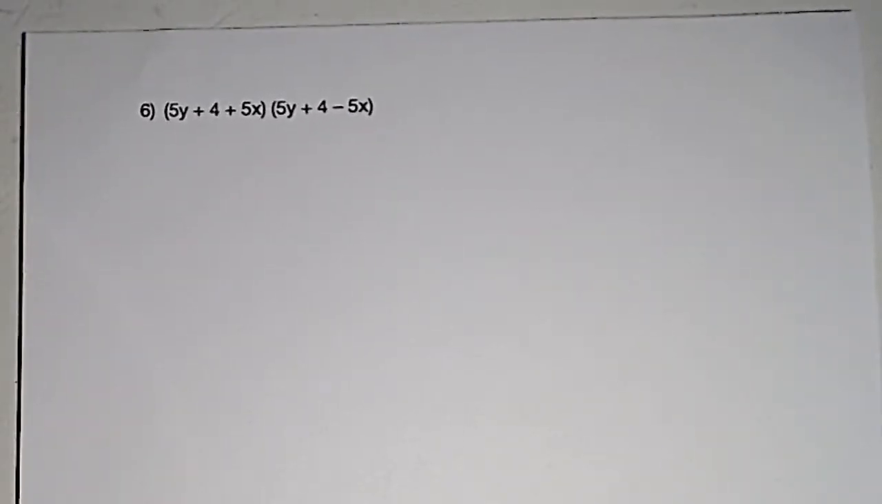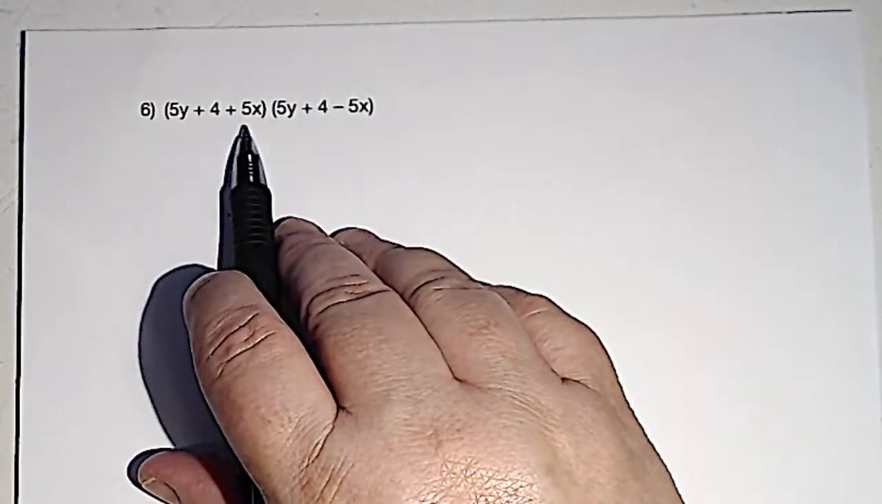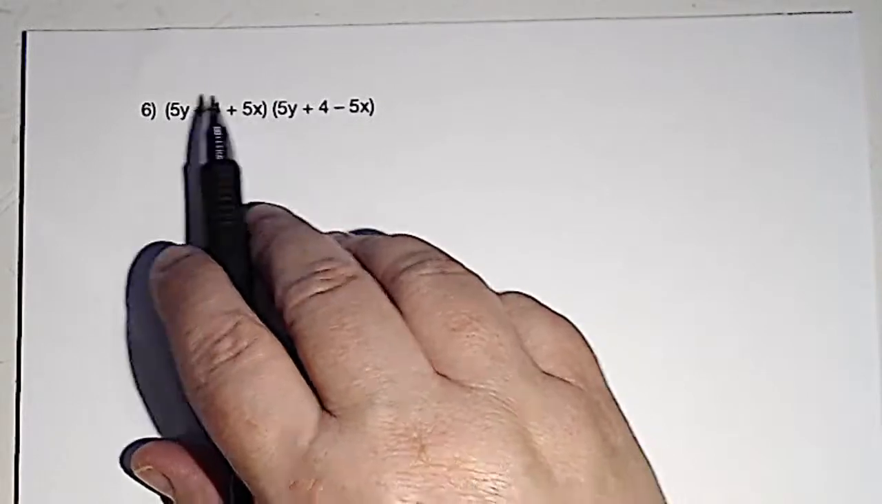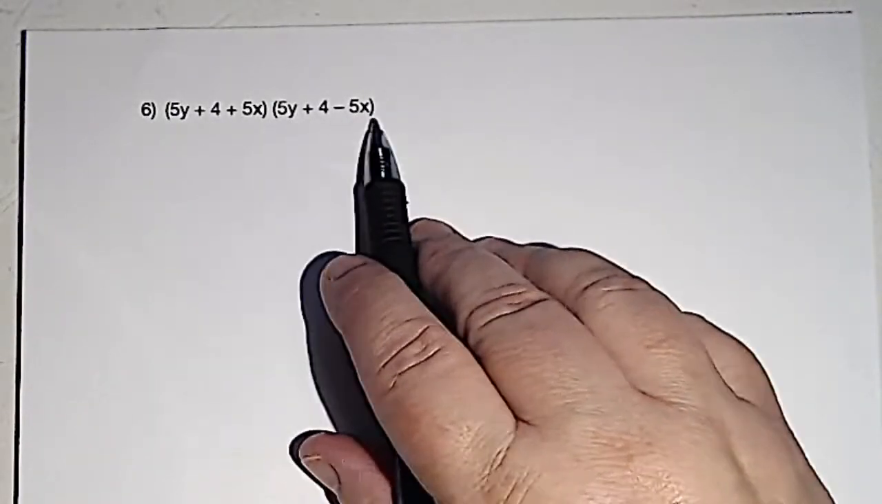Okay. Let's take a look at this bad boy. 5y plus 4 plus 5x, times 5y plus 4 minus 5x. So how could you do this? Well, if you just wanted to do this and you don't feel like any shenanigans, you just do the math, you would split up this one: 5y times this whole thing, 4 times this whole thing, 5x times this whole thing.